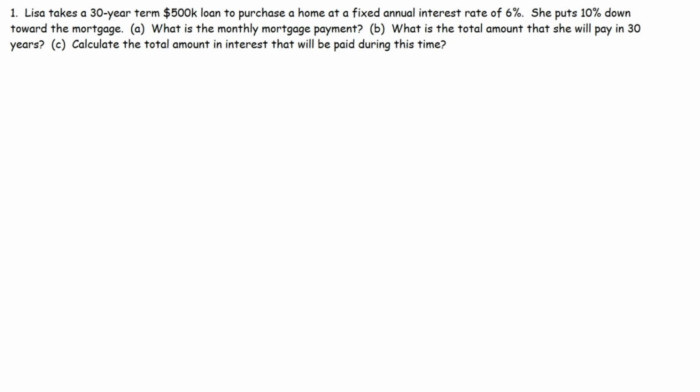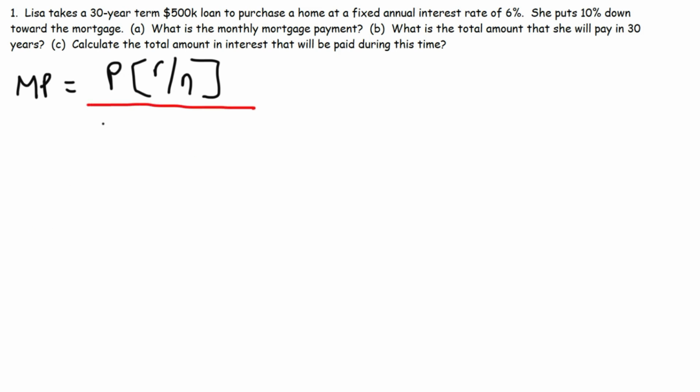Lisa takes a 30-year term, $500K loan to purchase a home at a fixed annual interest rate of 6%. Now she puts 10% down towards the mortgage. What is the monthly mortgage payment? So let's begin with the formula that we need to get the answer. The monthly payment is going to be the principal times the annual interest rate divided by n, and then all of this is going to be divided by 1 minus 1 plus r over n raised to the negative nt.